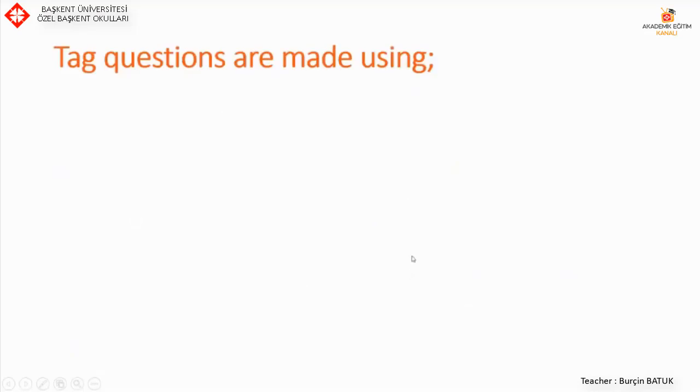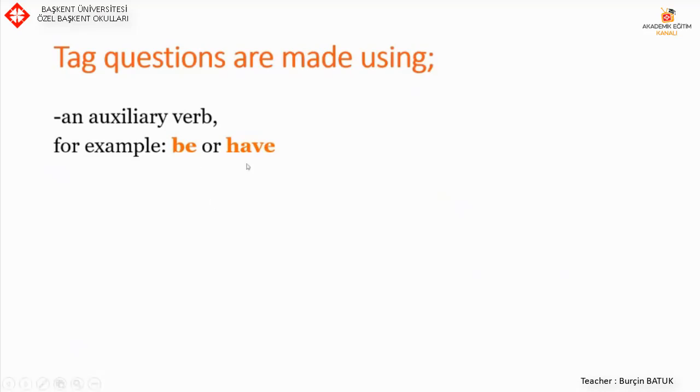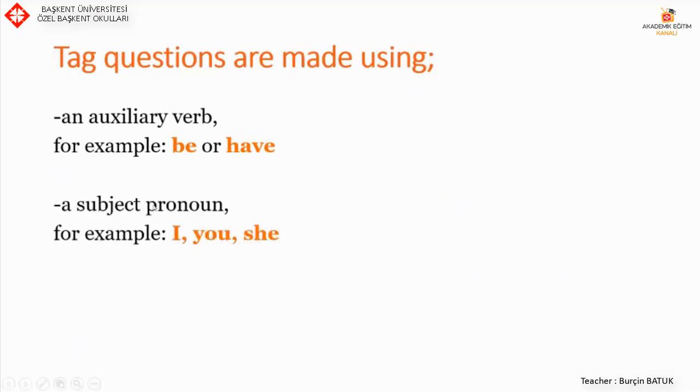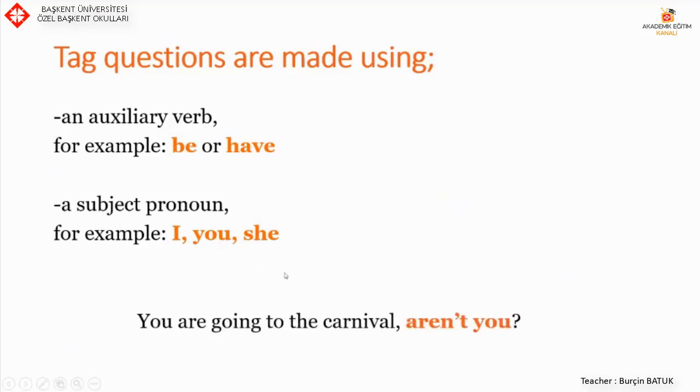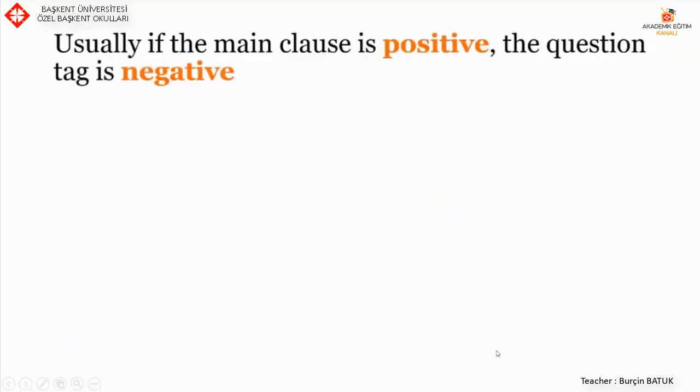Tag questions are made using an auxiliary verb, for example, be or have, and a subject pronoun, for example, I, you, or she. Here's an example. The same one actually. You're going to the carnival, aren't you? An auxiliary verb, and here is a subject pronoun. Usually if the main clause is positive, the question tag is negative.